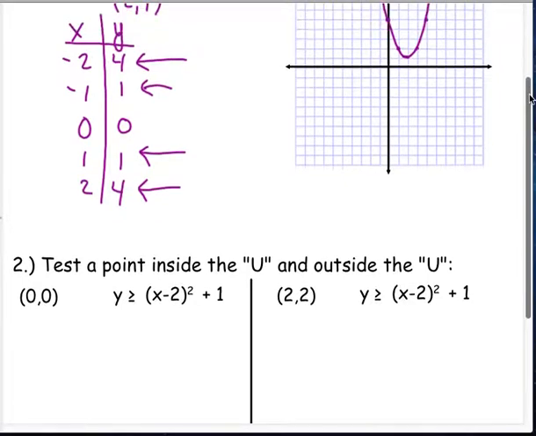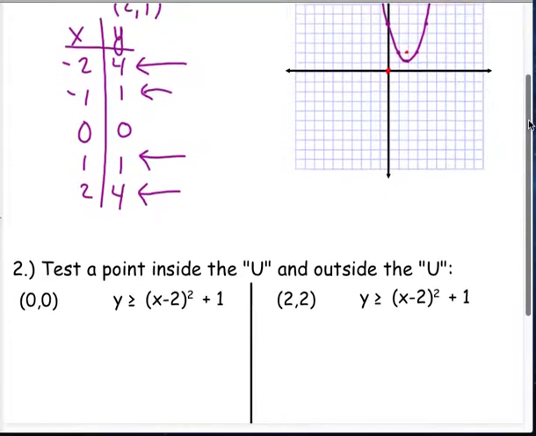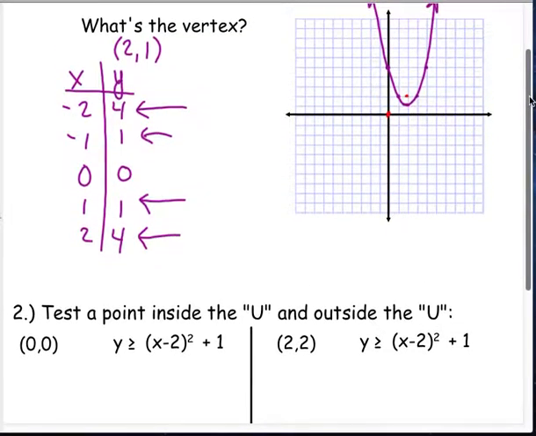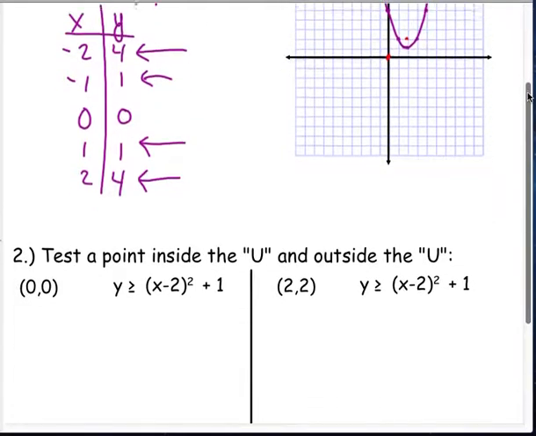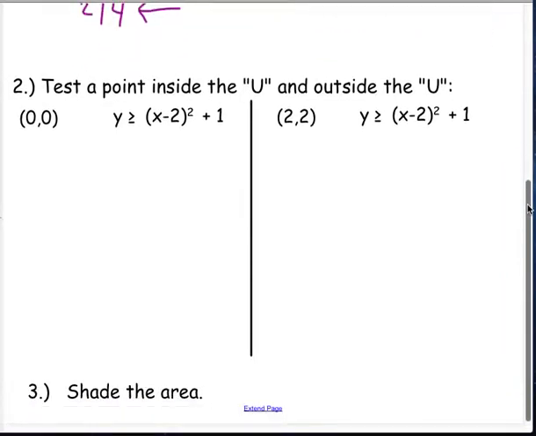So I picked 0, 0. I really like checking 0, 0. Those are easy numbers to work with. So this one's outside the parabola. And for my ordered pair inside the parabola, I picked 2, 2. Remember, you can pick any point inside and outside the parabola. Be careful that you don't pick any that are too close to the boundary, because depending on how accurately you sketch your parabola, you may get one that should be outside, but you thought it was inside. So I would stay away from ones that are too close to the boundary.